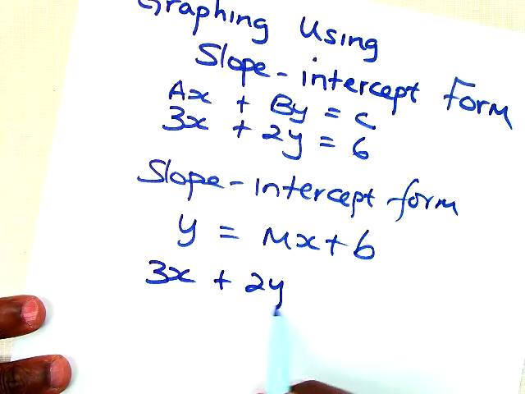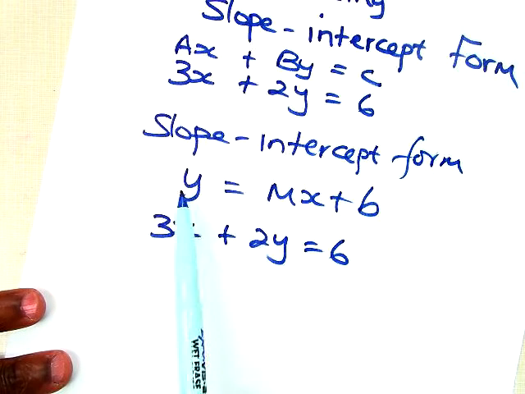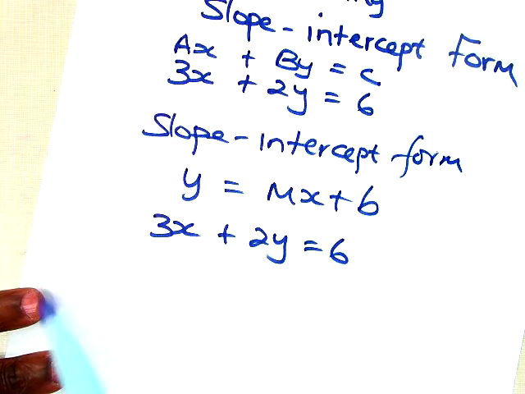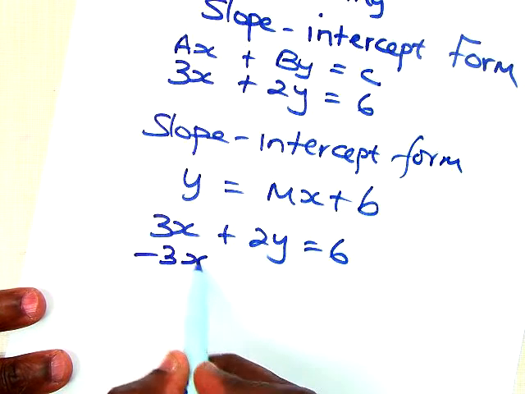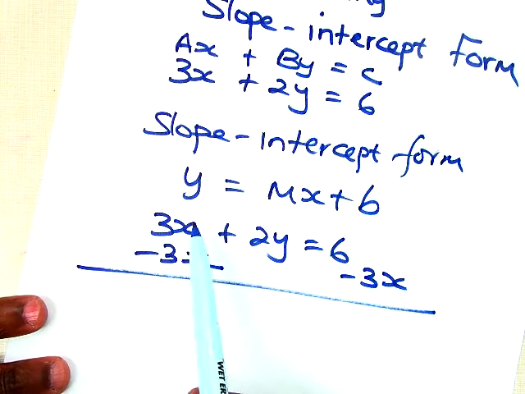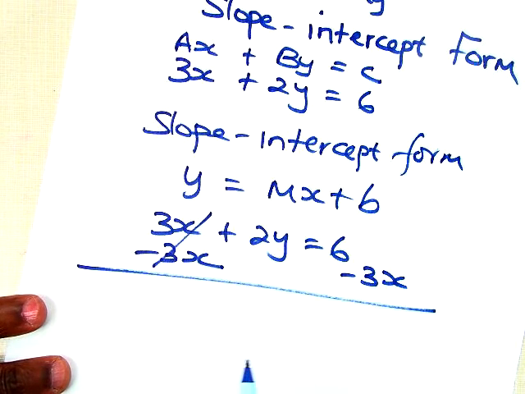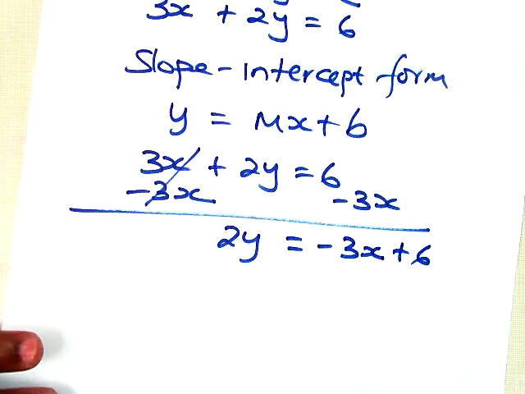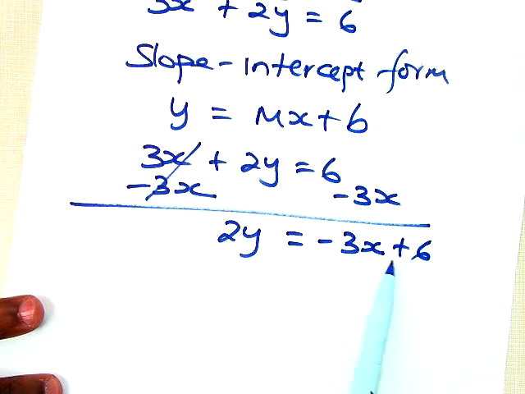3x plus 2y equals 6. Remember, I want to get y by itself on one side of the equation. So the first thing I need to do is move away everything else, which in this case means getting rid of the 3x from this side. It's a positive 3x, so that means I should subtract 3x from both sides of the equation. So 3x minus 3x cancels out on this side, so all I have left is 2y equals, and over here I write negative 3x and positive 6. So my equation is now 2y equals negative 3x plus 6.